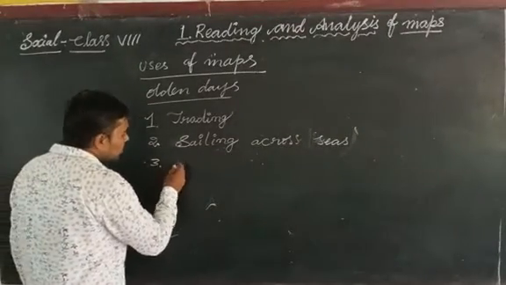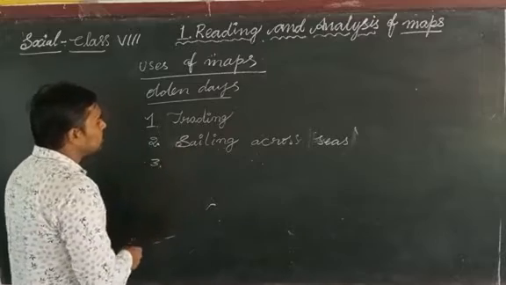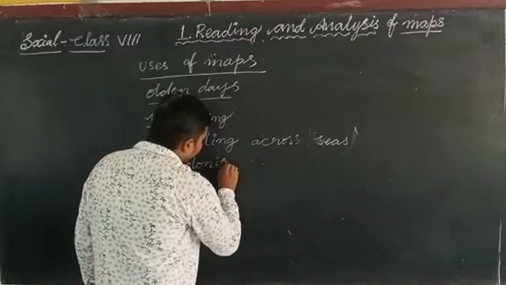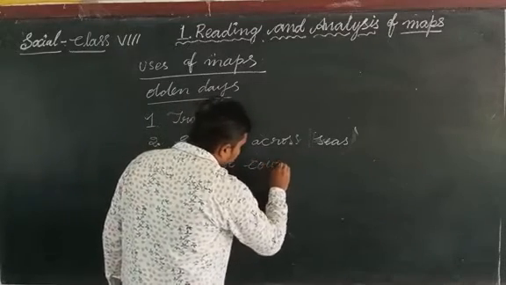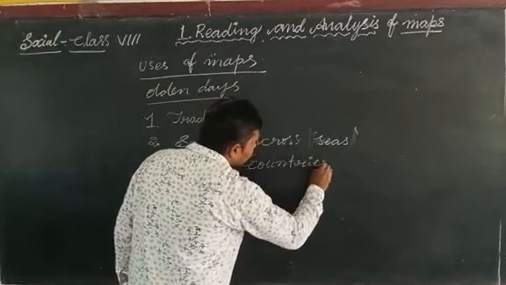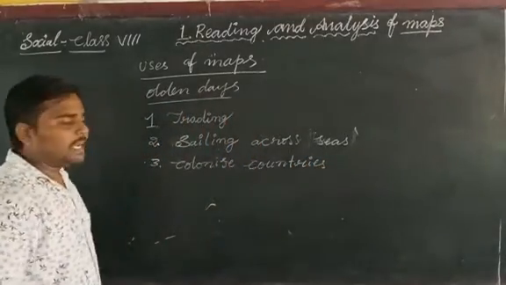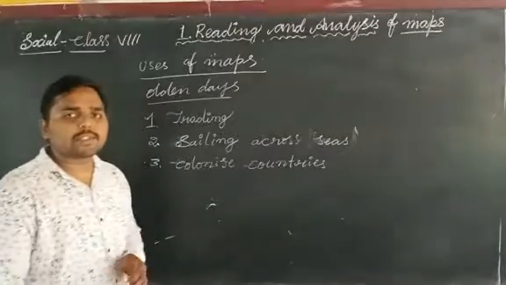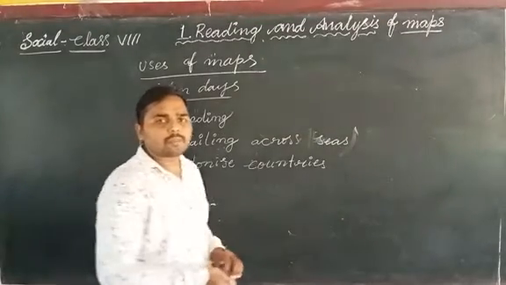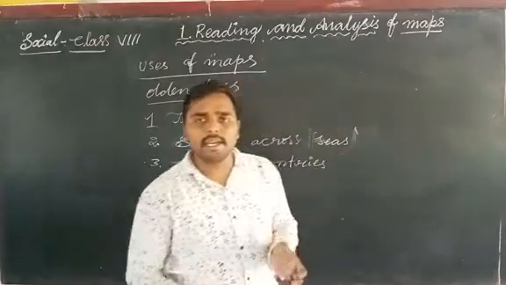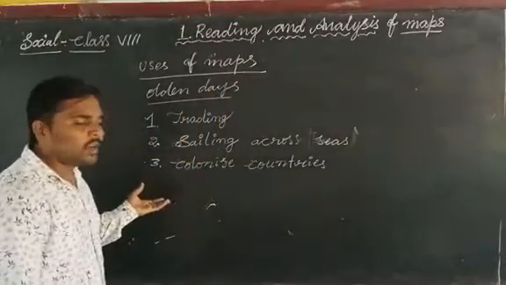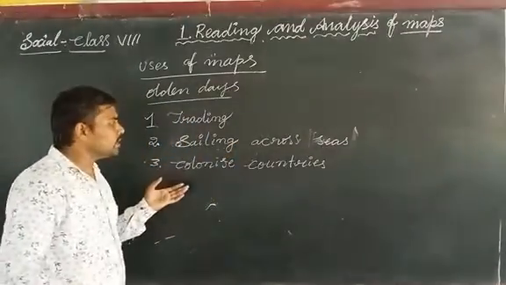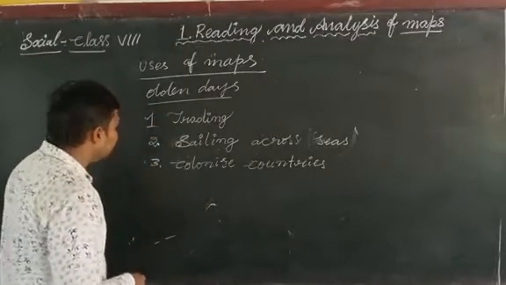Another use was to colonize countries. For example, the British colonized our country with the help of maps. With the help of maps, they came to India across the seas and rivers, and they colonized India for about 200 years. To colonize countries, maps were used by our older people.